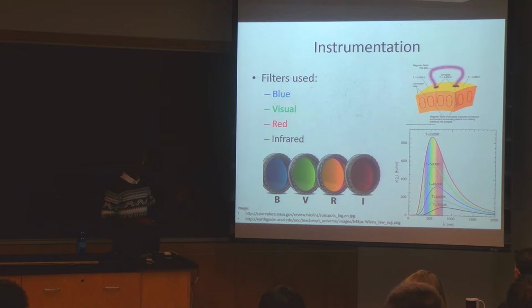And so we use filters to look at different segments of the electromagnetic radiation that we receive from that star. In this case, we've been using blue, visual, red, and infrared filters. These filters are basically just pieces of glass with special coating on them that allow a specific range of wavelengths to permeate through them.